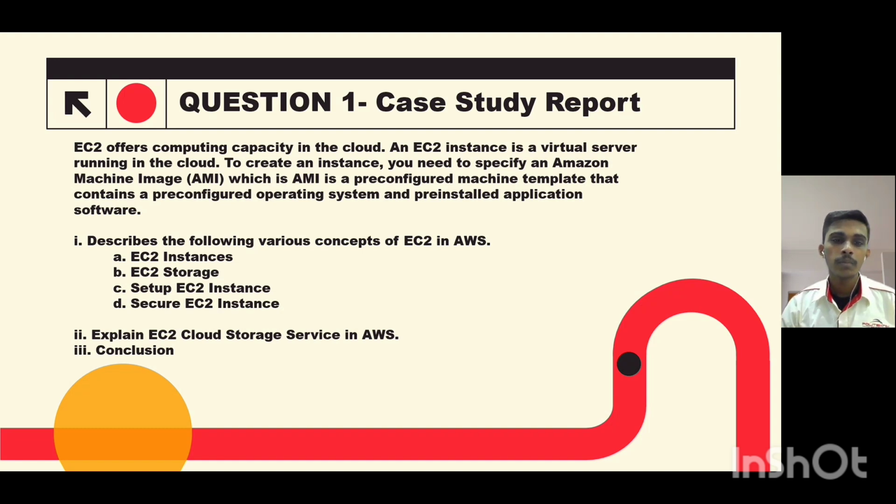Number 1, describe the following various concepts of EC2 in AWS. A, EC2 instance. B, EC2 storage. C, setup EC2 instance. And D, secure EC2 instance. Number 2 is explain EC2 cloud storage service in AWS. And number 3 is conclusion.